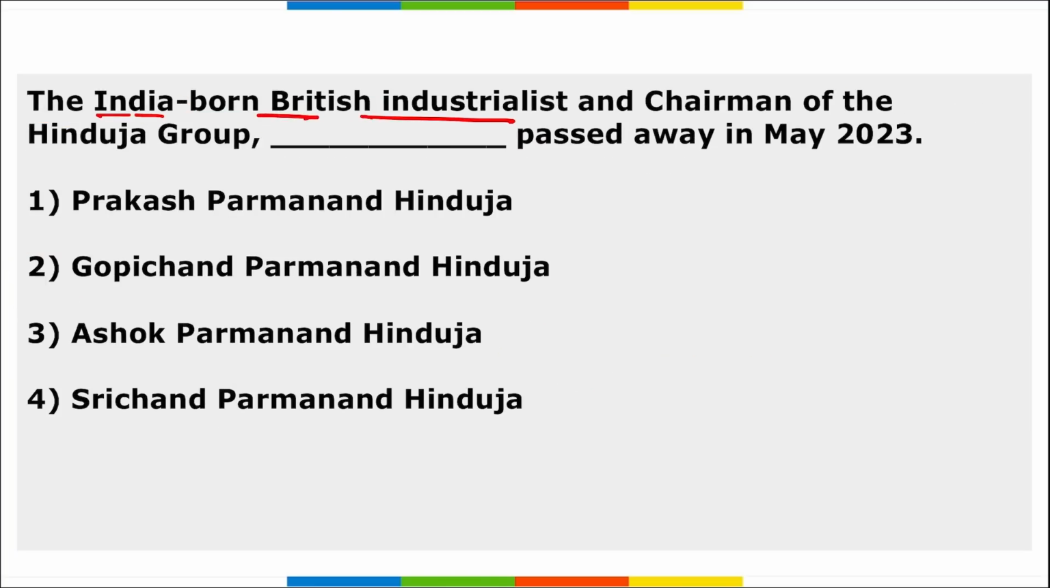Which Indian-born British industrialist and chairman of the Hinduja Group passed away in May 2023? So Shri Chand Parmanand Hinduja, he is the Indian-born British industrialist and chairman who recently passed away.